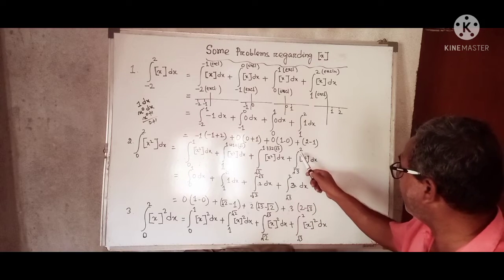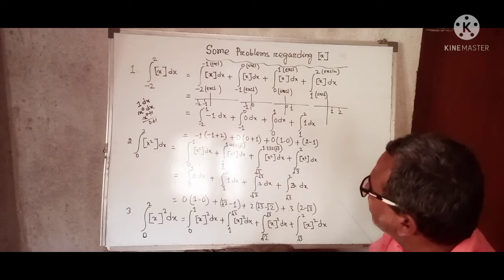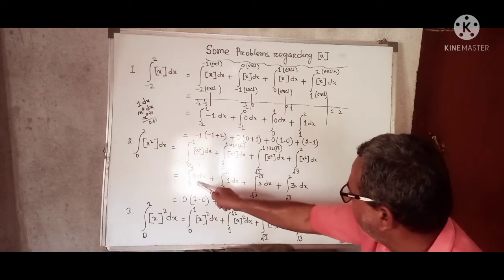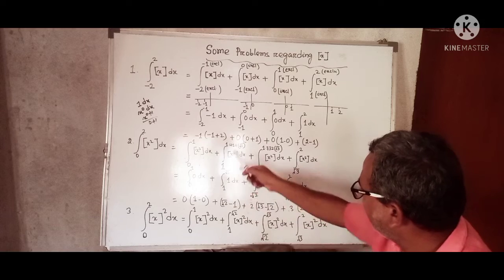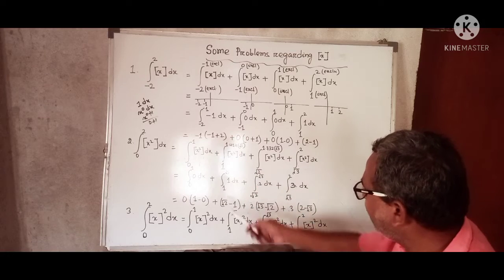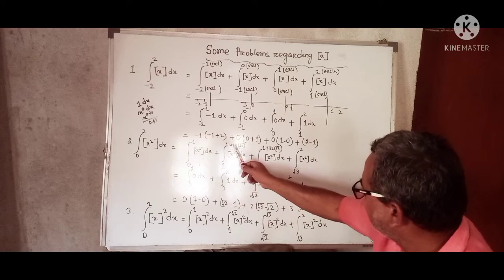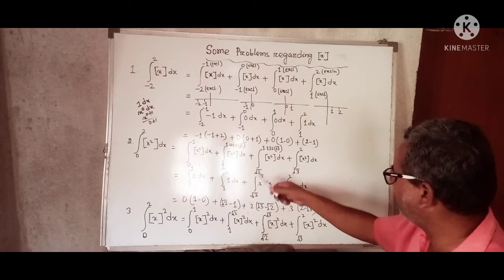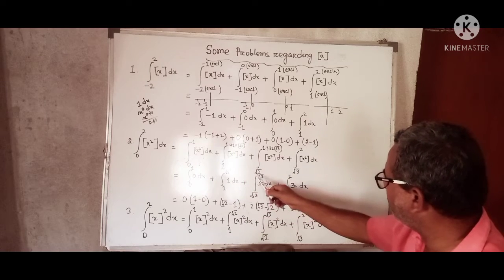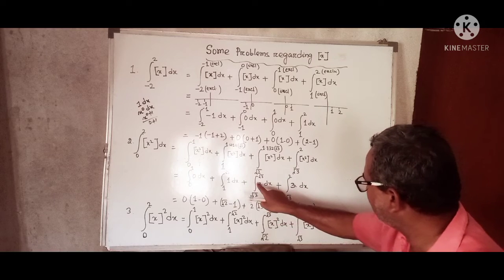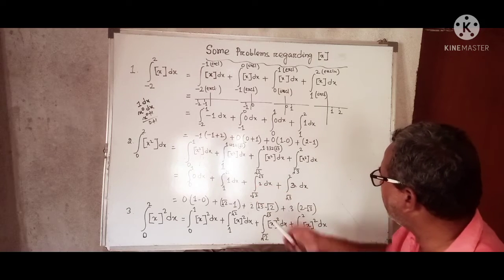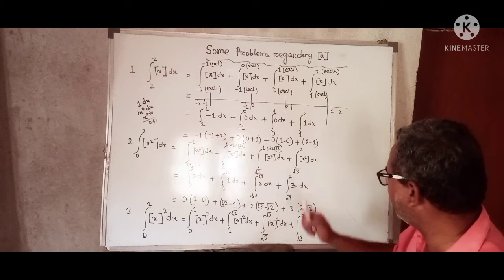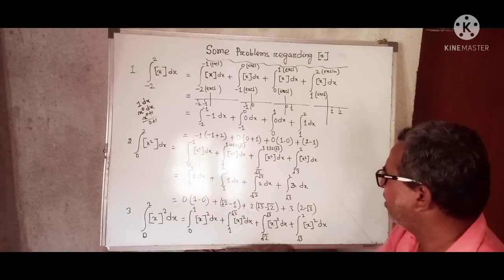Then root 3 up to 2. Its value will be 0, and here the value will be 1, and here the value will be root 2, and the value will be 2, and here the value will be 3, right?